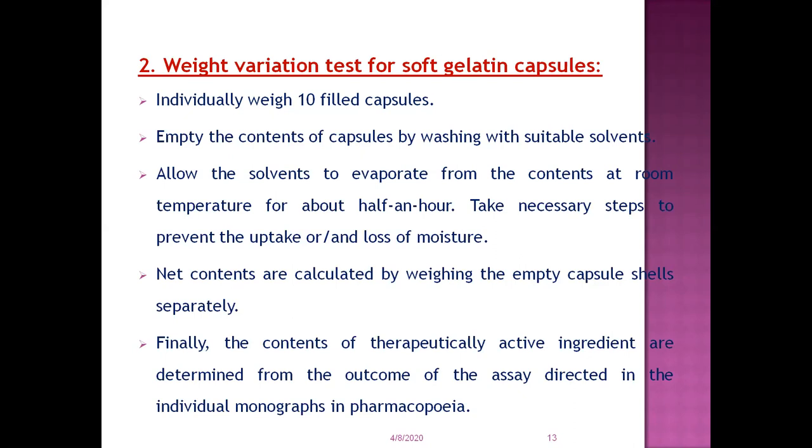In this case, individually weigh 10 filled capsules. Empty the contents of the capsules. Then allow the solvents to evaporate from the contents. Then take necessary steps to prevent the uptake or loss of moisture. The contents are calculated by weighing the empty capsules. Finally, the content of therapeutically active ingredient is determined from the outcome of the assay directed in the individual monograph.